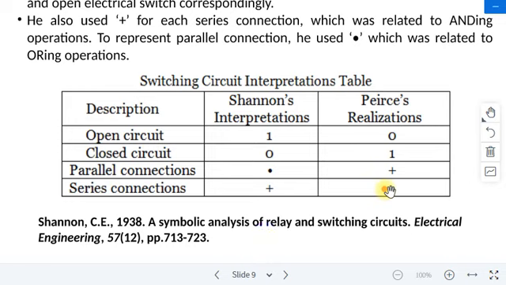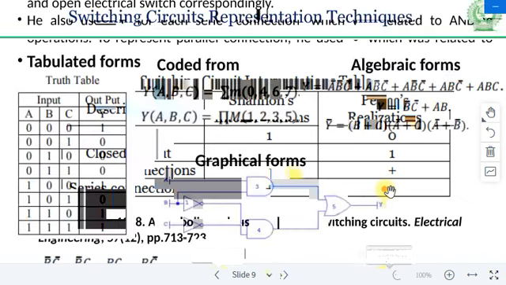So if you go through the representation, there are several ways to represent any switching circuit. Look at this, this is the tabulated form of representation. There are A, B, C, and the output is Y. So this is the truth table format. Look at, for different combinations of input we have tabulated all the outputs.